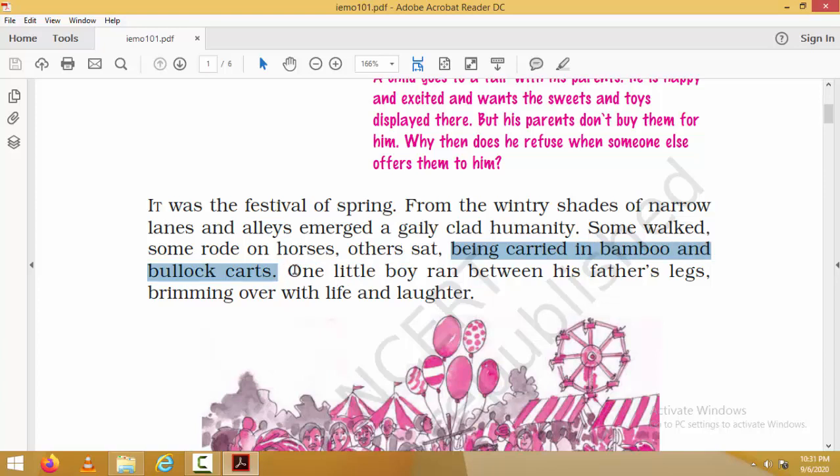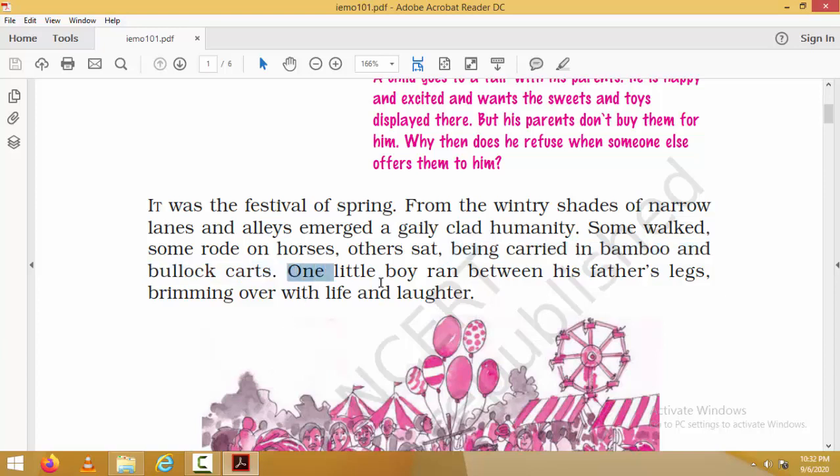This is the scenario at that point of time. The story started in this situation. What is that situation? It was a fair, the festival of spring. So people were going to the fair. The way they dressed was gaily clad, which is nothing but cheerfully clothed. Some of them were walking, some riding on horses, others sat being carried in bamboo and bullock carts.